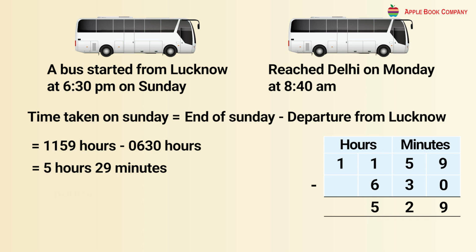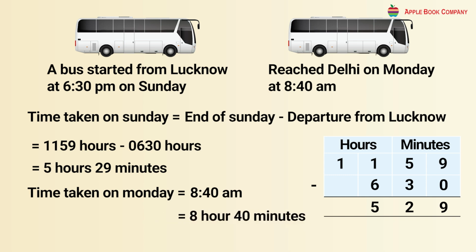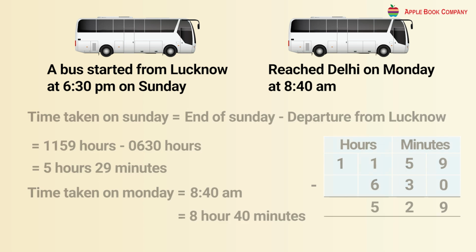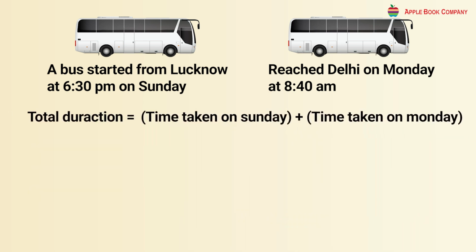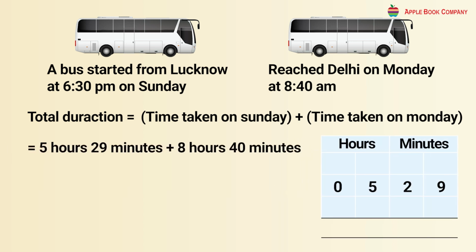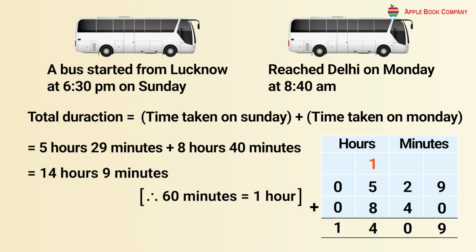Now let us calculate the time taken on Monday. 8:40 a.m. is equal to 8 hours and 40 minutes. Total duration is equal to time taken on Sunday plus time taken on Monday. 5 hours and 29 minutes plus 8 hours 40 minutes, which is equal to 14 hours and 9 minutes. So the total time taken by the bus from Lucknow to Delhi is 14 hours and 9 minutes.